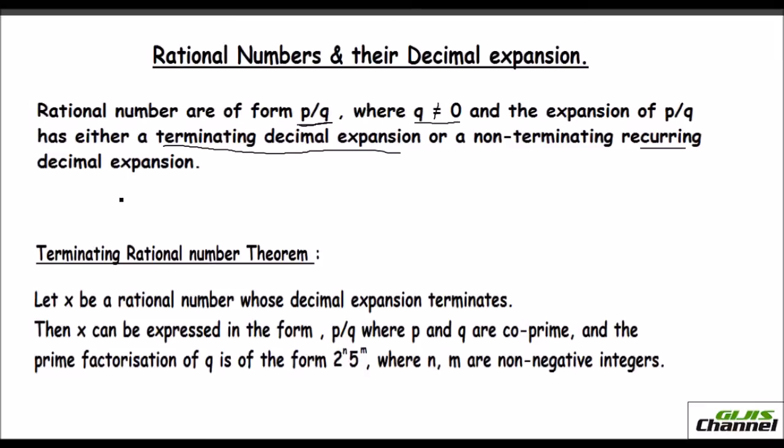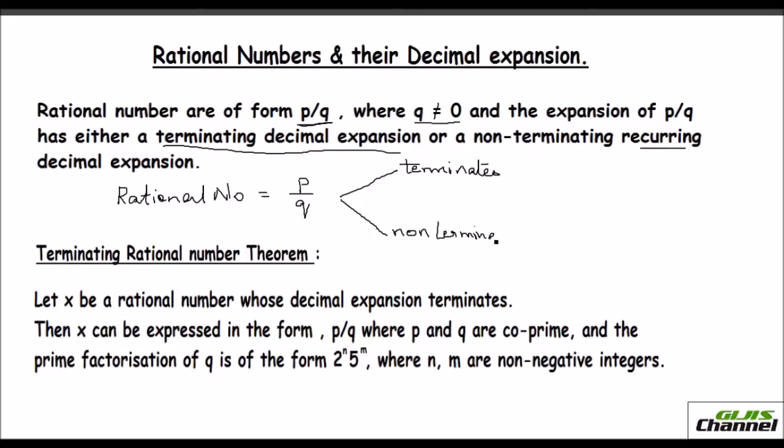So I say any rational number could be written in the form P over Q, right? When you divide P by Q, you have only two options. Either it terminates, or it is non-terminating but with a repeated decimal expansion, okay? Non-terminating and recurring. I'll show you with examples.